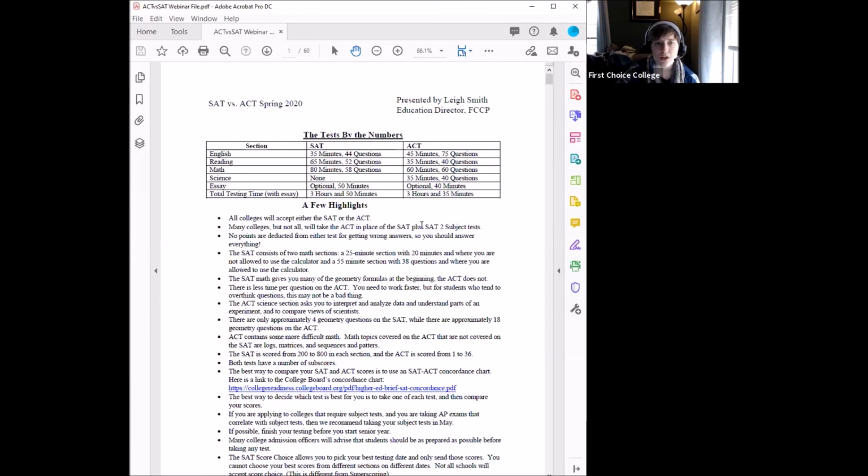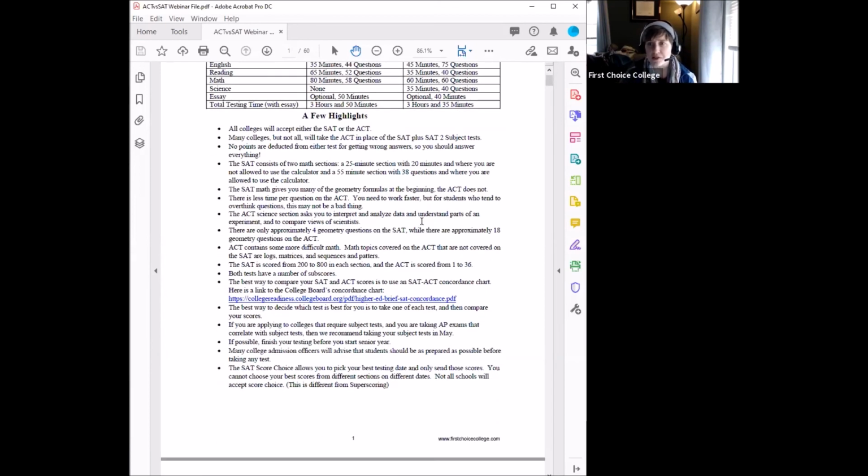Let's see. So both tests, no points are deducted for wrong answers. They should try to answer every single question. That's very similar between the two. For both tests, there is the optional essay. Occasionally a school requires the optional essay, and that's a reason why students should take the test at least once with the optional essay.